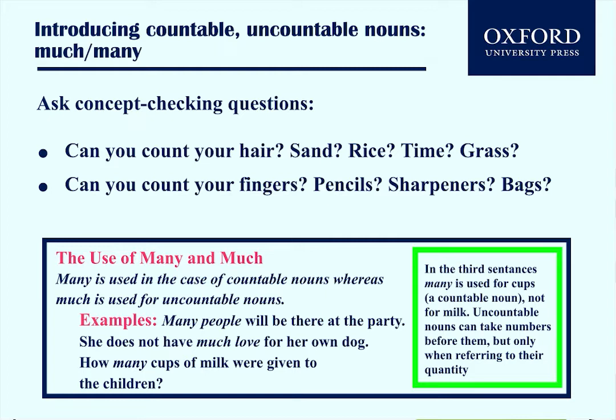We would then give them an example. Many people will be there at the party because we can count them. She does not have much love for her own dog because we cannot exactly count love. It's a concept. In the third sentence, many is used for cups, a countable noun, not for milk. Uncountable nouns can take numbers before them, but only when referring to their quantity. This is a bit of clarification that would have to be made once children have understood the concept and can apply it and use it in their own sentences.